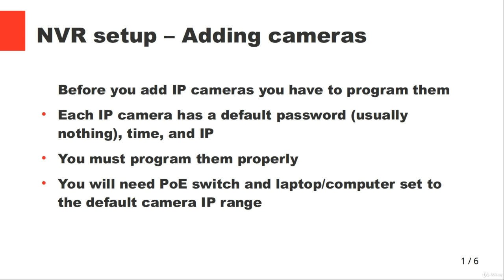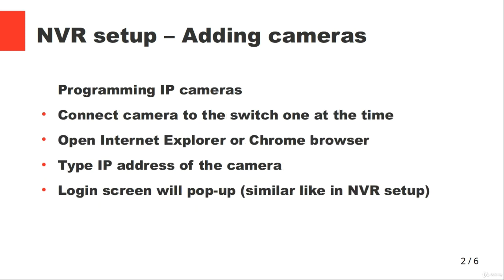So you will need your PoE switch, laptop computer setting the default camera IP range. Once you have it, you program those cameras. You connect cameras to the switch. You connect camera to the switch one at a time. You open Internet Explorer or Chrome browser, type address, default address of the camera, and program it.